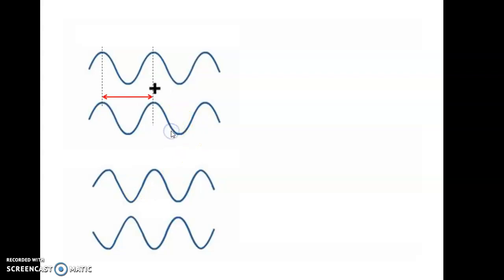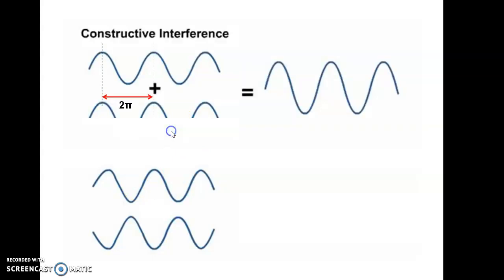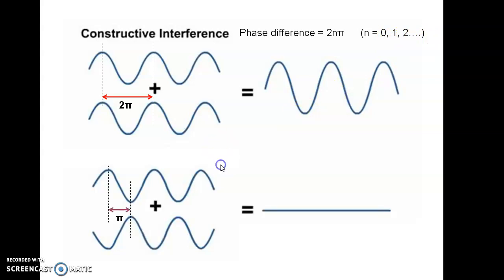For constructive interference, we know that the phase difference is 2nπ, where n is 0, 1, 2, 3, etc. For destructive interference, the phase difference would be nπ, where n is the odd numbers.